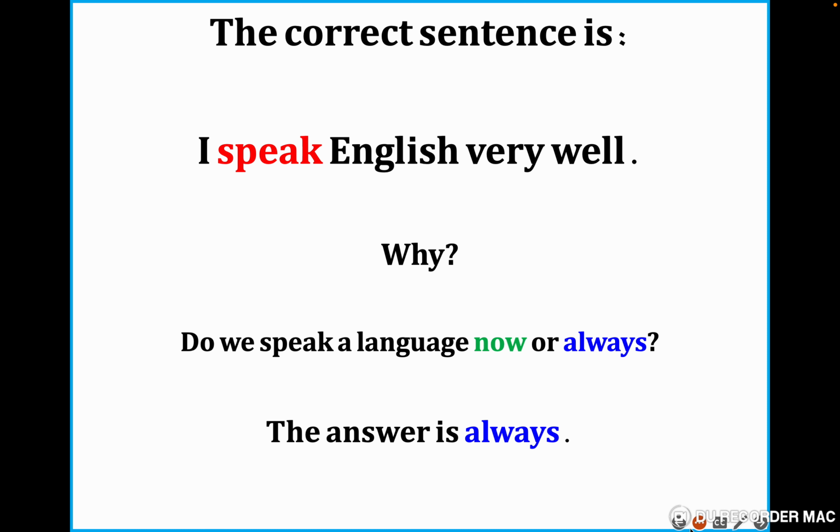Why? Let's see this question. Do we speak a language just now or always? The answer is always. It means present simple. If we speak a language just now, it's present continuous, but it's not correct. We don't speak language just now. For example, if you speak Arabic, you speak it just now or all the time? All the time. So when you have the answer all the time, it means present simple. Let's go to the next slide.